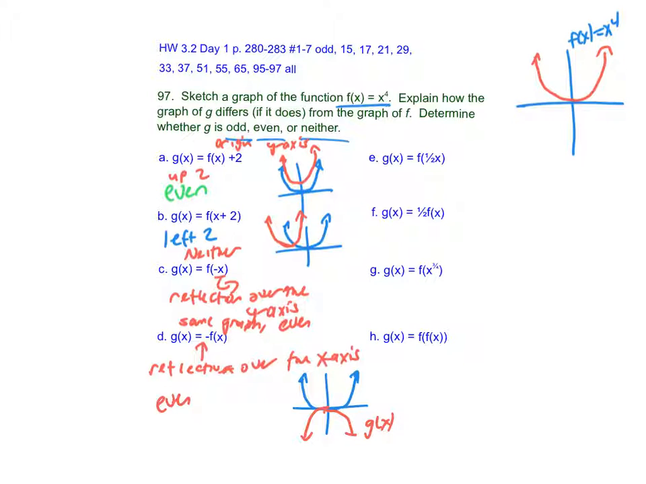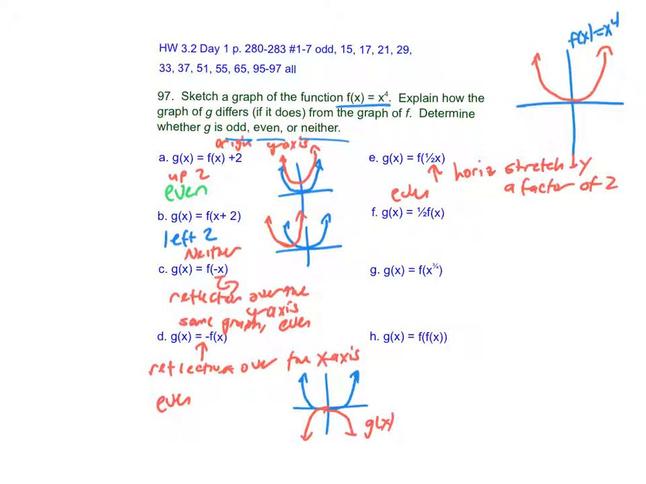The next one, we have f of 1/2 times x. This is a horizontal stretch by a factor of 2. So the graph is going to get wider than it was before, but it's still going to be even, right? Making it wider isn't going to change the fact that it's even.